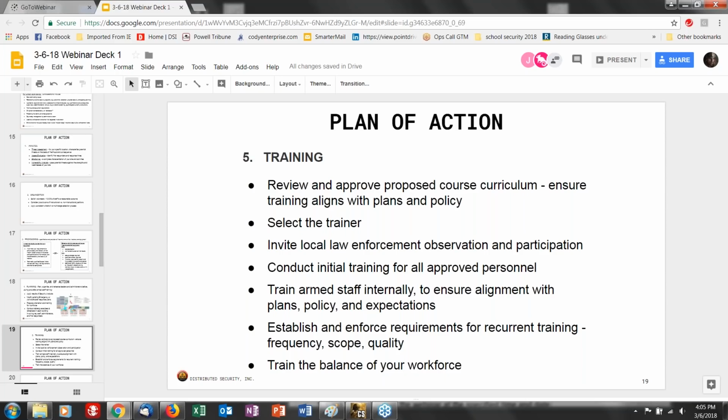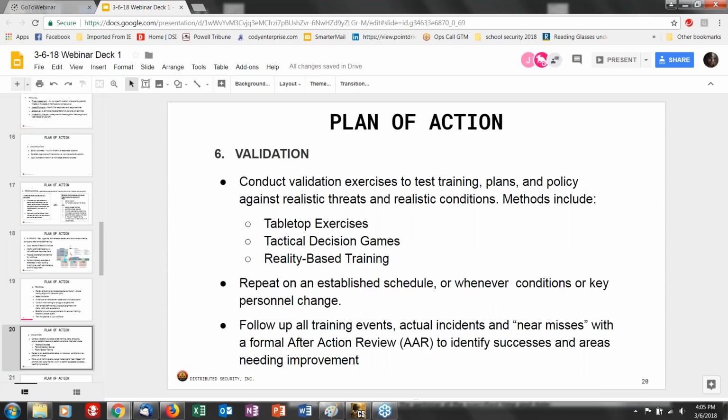The sixth step in our process is what we call validation. And this is how you test your plans and capabilities against the threats. You conduct validation exercises to test your training plans and policy against realistic threats and realistic conditions. There are many ways to do this, from tabletop exercises and tactical decision games, which are essentially classroom or boardroom activities, to reality-based training, which put your armed personnel and your leadership team on the ground with role players walking through the actual floor plan of their sites.